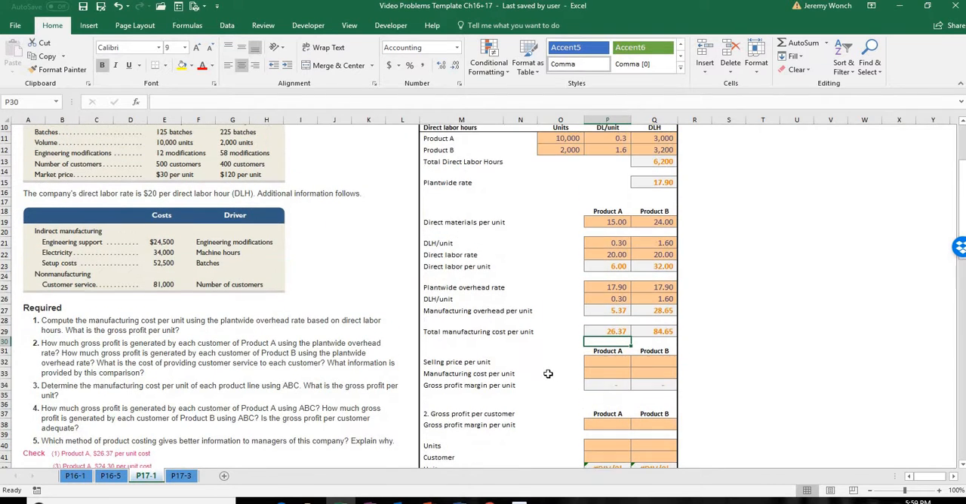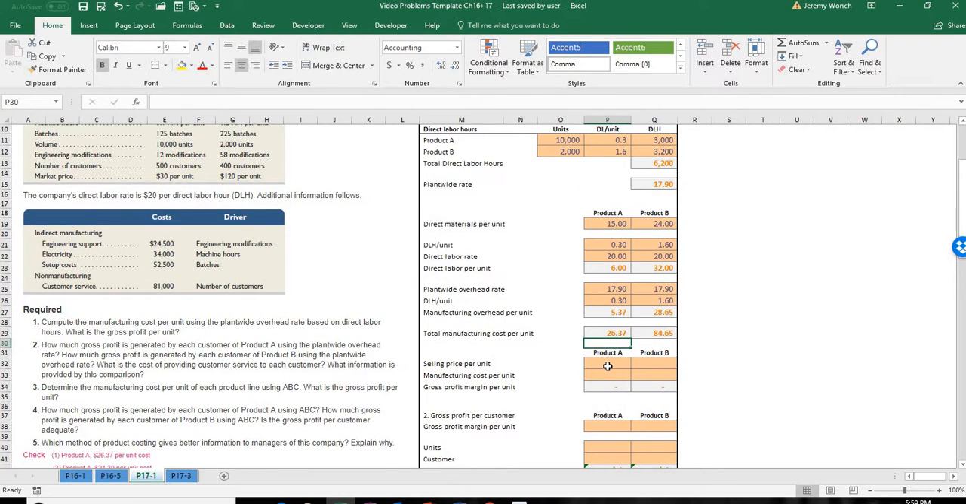So now to compute gross profit, plug in our selling price per unit. So we have 30 for product A, 120 for product B. That's just given to us up here. And then take our manufacturing cost per unit and subtract that out, because our gross profit per unit is $3.63 for product A and $35.35 for product B.